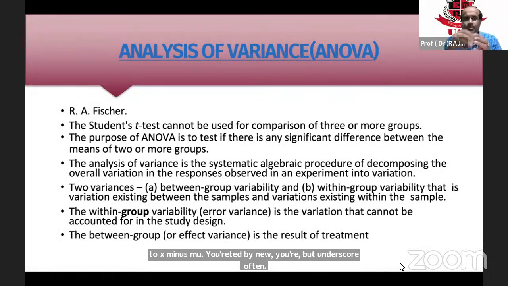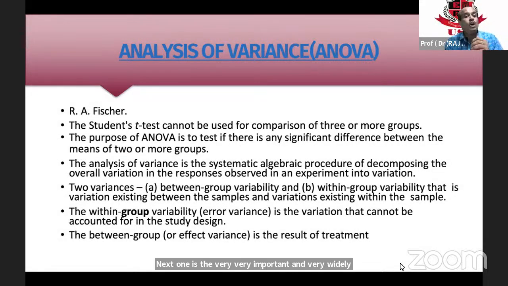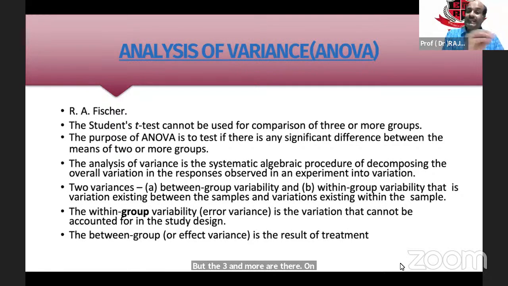Next one, very important and very widely used, is the ANOVA, analysis of variance. It was discovered by R.A. Fisher. The student t-test cannot be used for comparison here if more groups are there, since the t-test is for 2 groups. But when 3 or more are there and you want to compare them, we need an ANOVA.